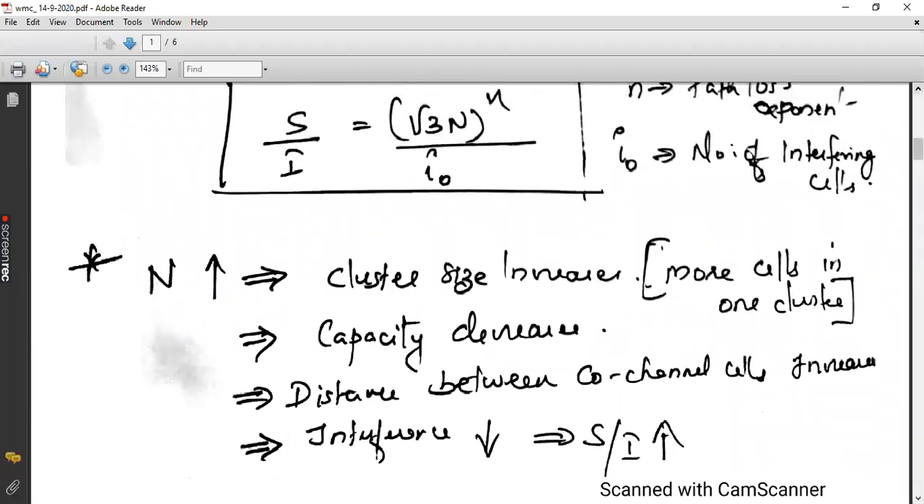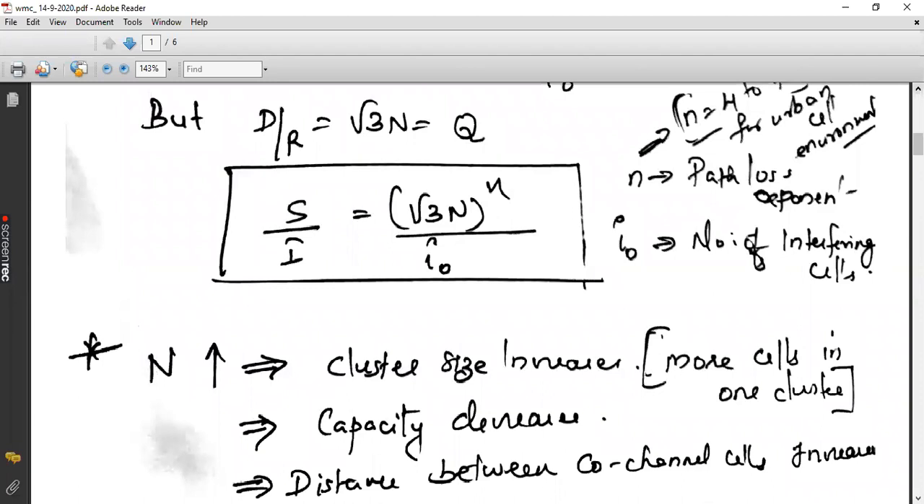So this is the equation for S by I, the signal to interference ratio. You know what I0 is? I0 is the number of cells that are contributing to our interference. Now, I would like to pinpoint two important points we have discussed just now. One is, what is the case if n increases? If you increase n, of course, d will increase. If d increases, the cells are far apart from each other, meaning there is less interference. Less interference means S by I will increase, so quality will increase.